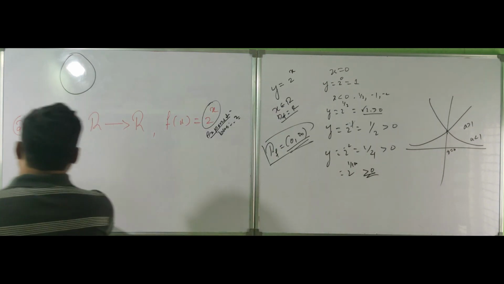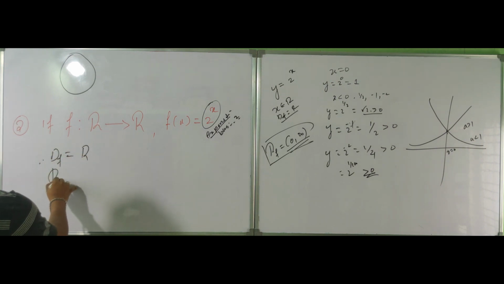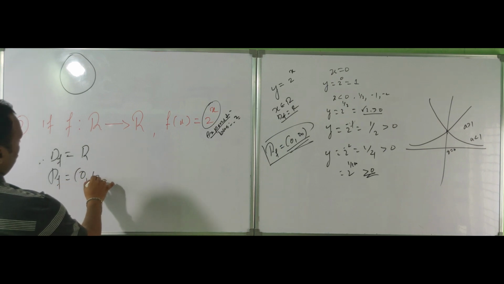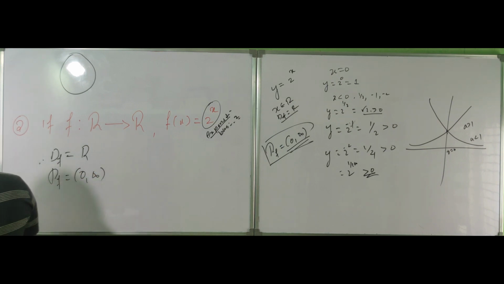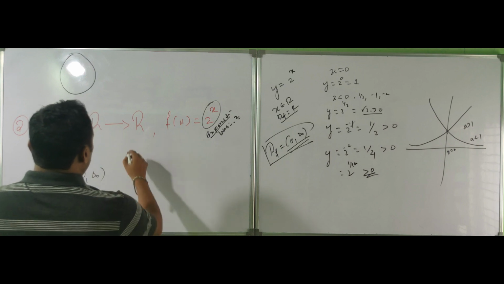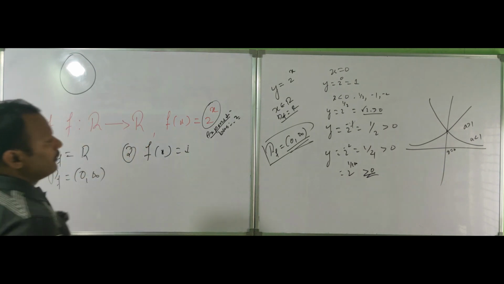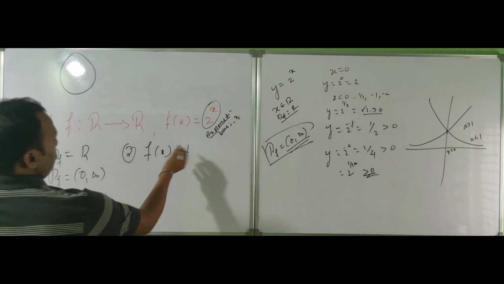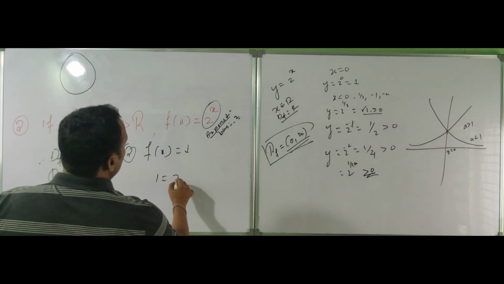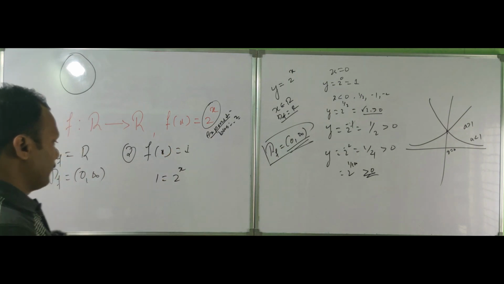Therefore, for the exponential function, domain of f is equal to R and range of f is equal to 0 to infinity. And the next question is, find the value of x such that f of x is equal to 0. The second one is, f of x is equal to 1, then find the value of x. F of x is equal to 1 means just put the value of x in this equation, so f of x becomes 1.